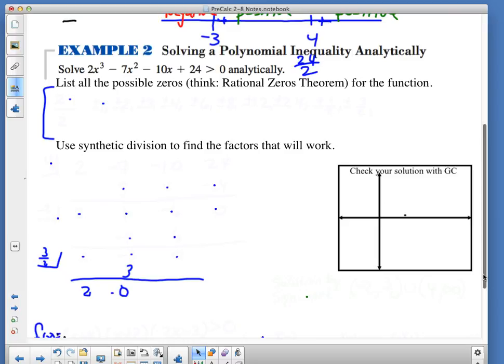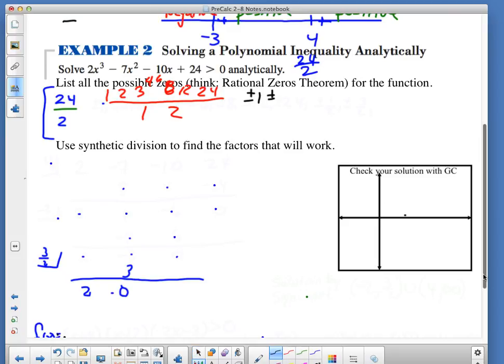Now, as I'm going through this, I've got 24 and 2. And remember, the factors of 24: 1 and 24, 2 and 12, 3 and 8, 4 and 6. And for 2, 1 and 2. But I also have to keep in mind I have the plus or minus versions. So I've got plus or minus 1, plus or minus 2, plus or minus 3, plus or minus 4, plus or minus 6, plus or minus 8, plus or minus 12, plus or minus 24.